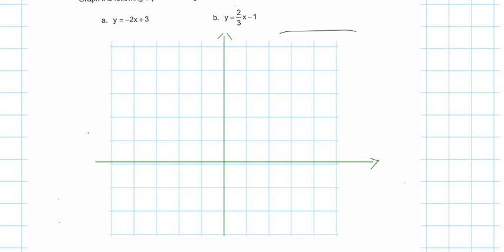Yes, because these indicate that these are your x and y, right? And then arrows mean it's continuous. That means it doesn't stop right here. It keeps going. Okay?